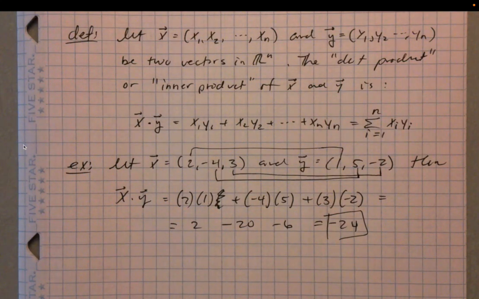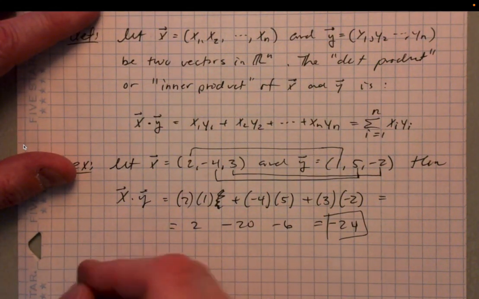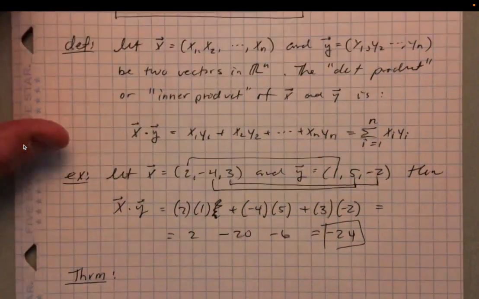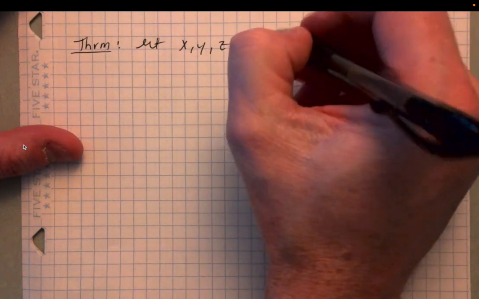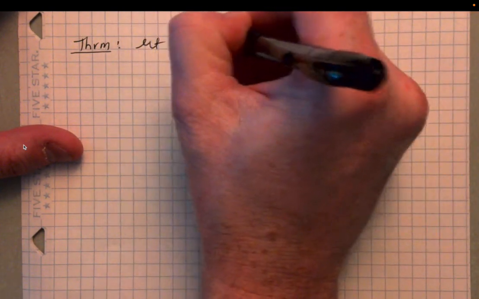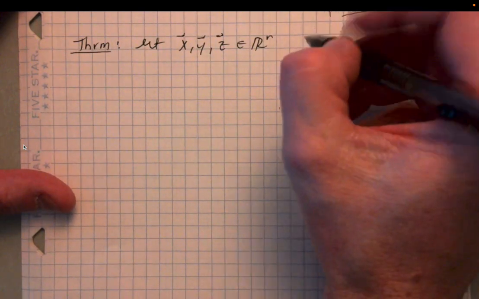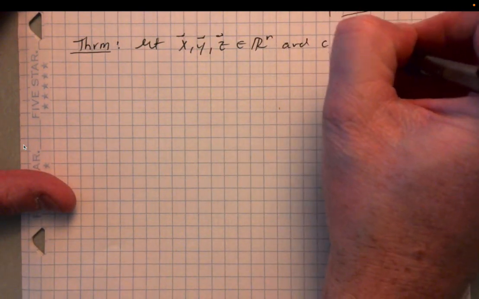Now we're going to use this, well, forever. For the rest of the course, it'll come up almost probably in every single lecture. It's one of the fundamental tools that we have in linear algebra. Let's talk about some of the properties of the dot product. So let x, y, z be vectors in Rn, and c is a scalar.